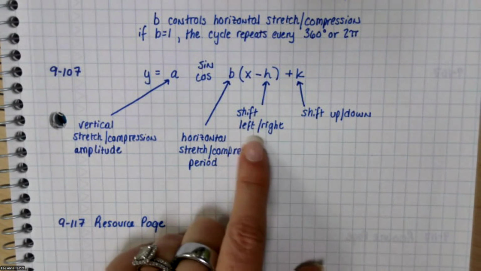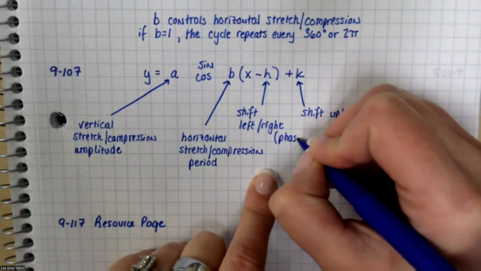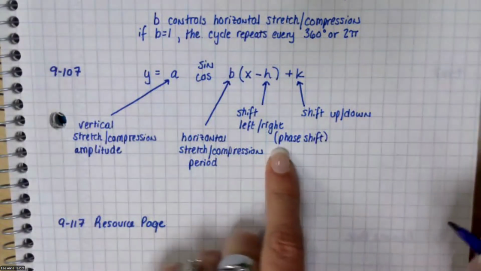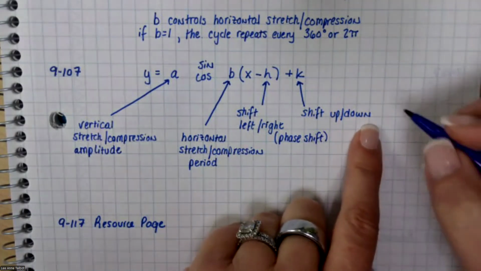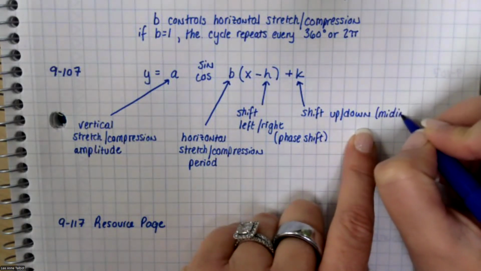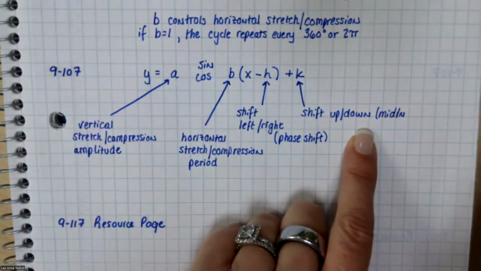Okay, shift left and right, we call that a phase shift. Don't worry, it's just a phase. And shift up and down is called the midline, which apparently I can't spell.